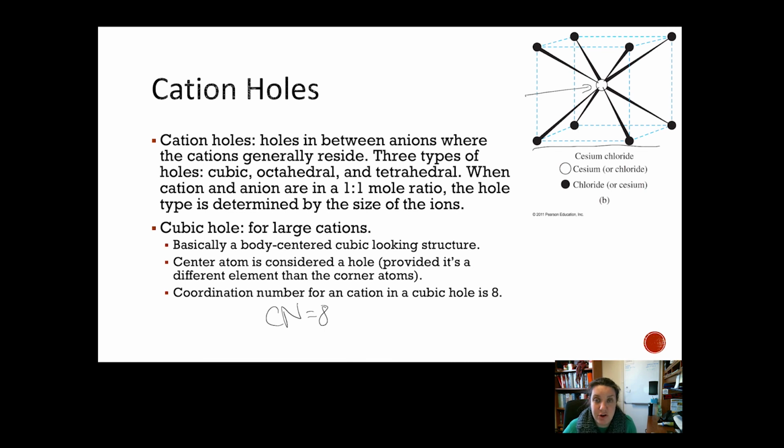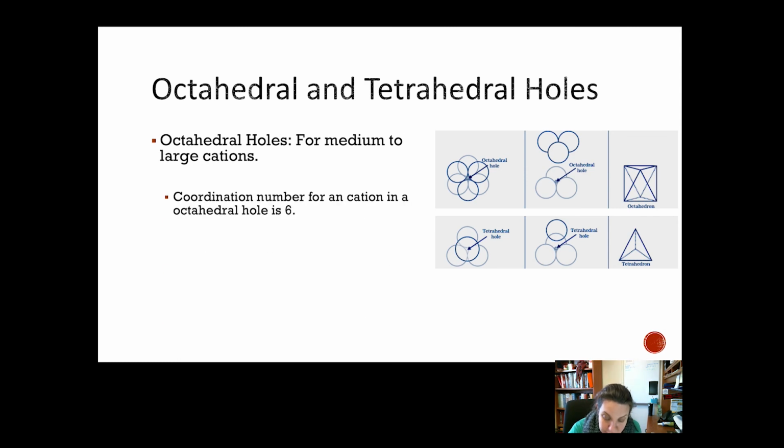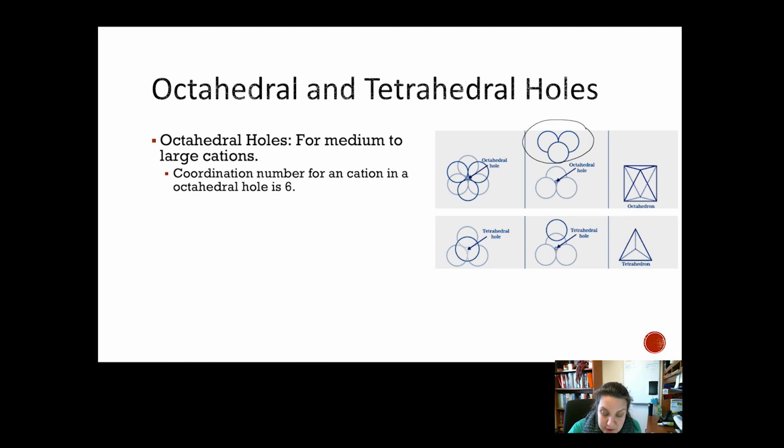With octahedral and tetrahedral, octahedral is a little bit smaller than the cubic hole, so this is for medium-sized cations. Here we have a coordination number of 6. If we look over here on the right, we see that we have 3 anions and then 3 more anions, rotated, and the cation is right in the center of those. It forms an octahedron, which is why it's called octahedral.